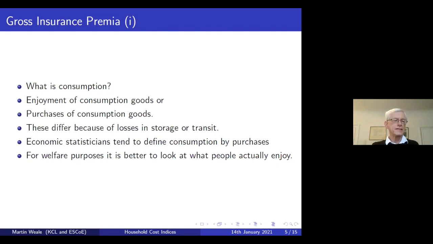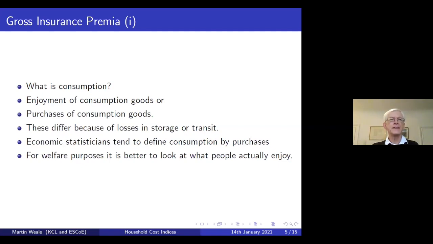And why is that something desirable? Well, it comes down to the fundamental question, what is consumption? Is consumption the enjoyment of goods and services, or is it simply the purchase of goods and services? Obviously, if I have a car accident, I have to pay to have the car repaired, but all I'm doing is restoring the status quo ante. By making that payment, I'm not increasing my enjoyment of goods and services compared with a situation where I hadn't had an accident in the first place.